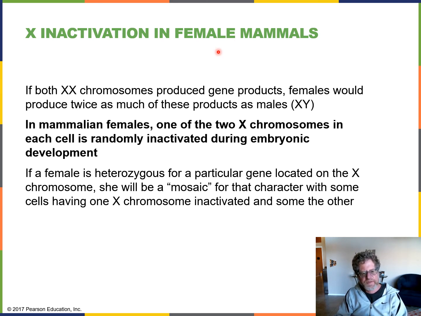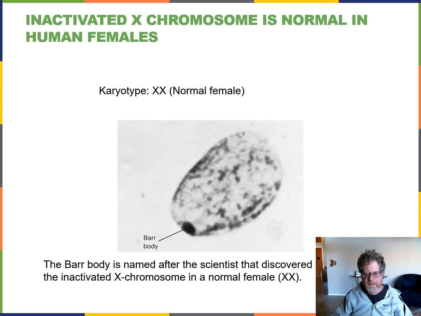So what happens with the second X chromosome is that early in development, one of the X chromosomes is inactivated, and it's random. In some cells, one X chromosome is inactivated. In some cells, the other X chromosome is inactivated. Of course, men only have 1 X chromosome, so it's always in the active state. So if a female is heterozygous for a particular gene, she's really a mosaic for that characteristic, with some cells having 1 chromosome active and some the other. We'll look at it in cats in a minute.